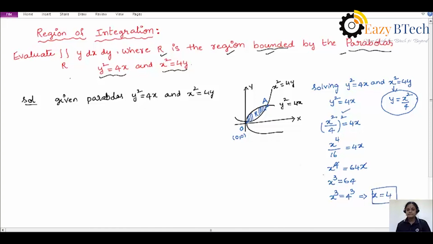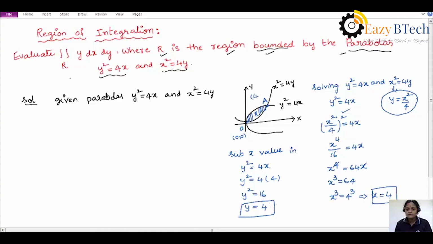Okay students, substitute the x value in any one of the parabola equations. I am substituting in the parabola y square is equal to 4x. Then y square is equal to 4 into 4, so y square is equal to 16, y is equal to 4. So the value of x is 4 and y is also 4. Here the intersecting point is 4, 4.